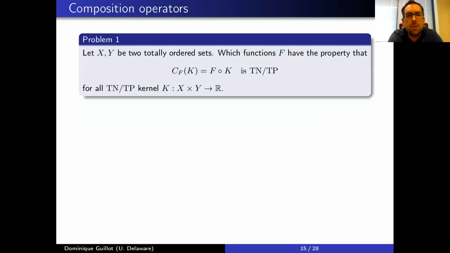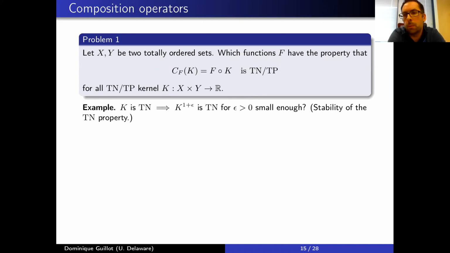So here's the main problem I'm interested in. Suppose I take two totally ordered sets X and Y, and I take a function f. I would like to know, when does composition by f on the left preserve total non-negativity, or similarly for total positivity? So in other words, given a function f, I define an operator C_f, where C_f of K will be f composed with K. When does that operator map TN kernels into TN kernels, or TP kernels into TP kernels?